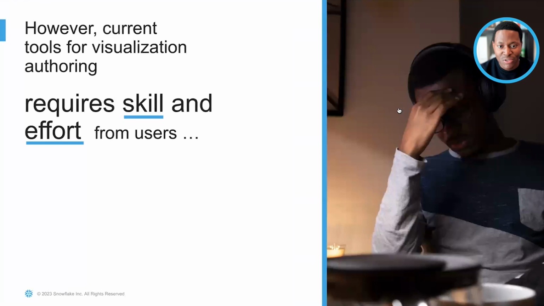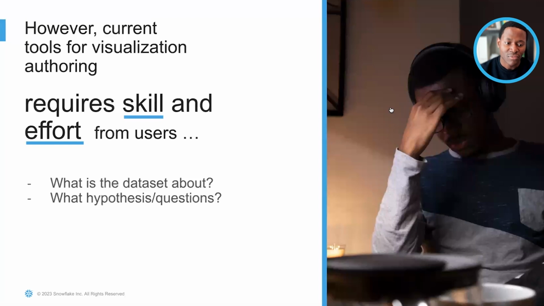However, while visualizations are really, really important and they serve this globally important role, today, our current tools for visualization authoring require quite a bit of skill and effort from the user. Specifically, to create a visualization, the user must understand the data. What are the columns in the data? What are the properties of each of these columns? Next, the user must have sufficient skill to ask the right question. For example, based on their understanding of the data, they might need to figure out what are some of the interesting, important questions that we might learn from this data.